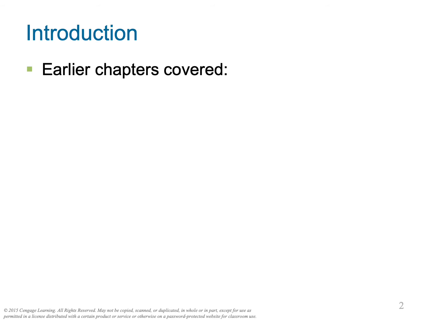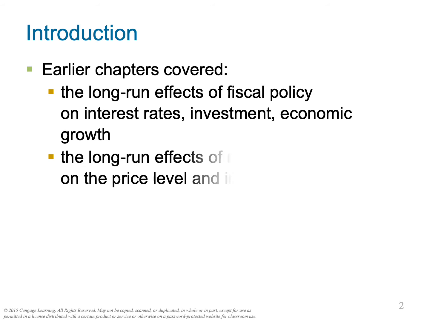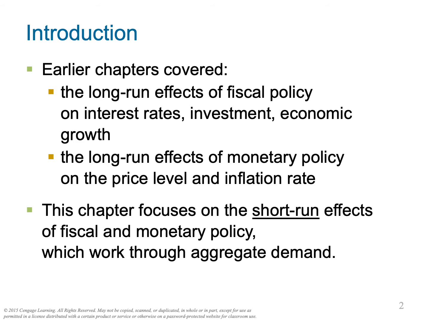So earlier we've seen the long run effects of fiscal policy on interest rates, investment, and economic growth, as well as the long run effects of monetary policy on the price level and inflation. But here we're now going to focus on the short run effects of fiscal and monetary policy. By the way, fiscal just has to do with government spending and taxation. And both of these work through aggregate demand. So the short run effects come to fruition through the effects of these policies on aggregate demand.